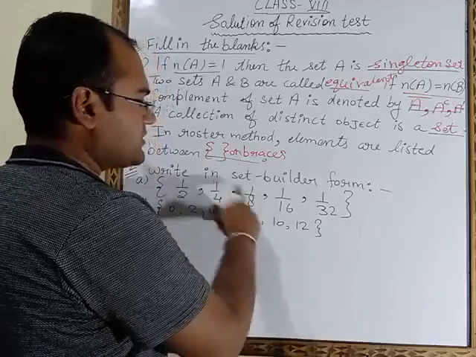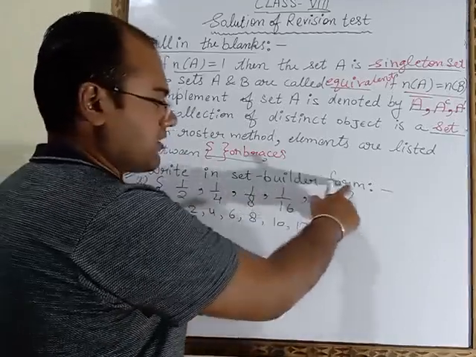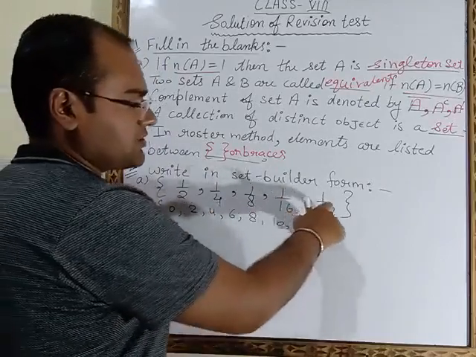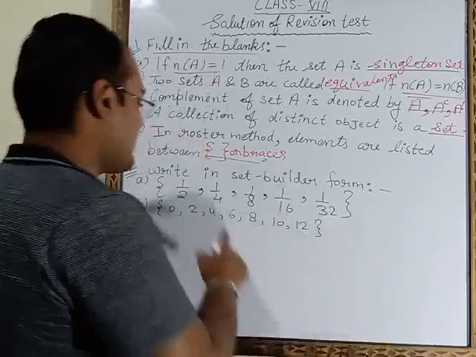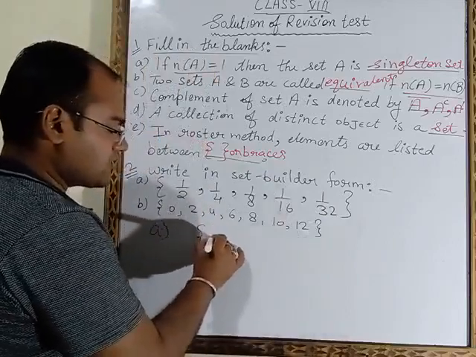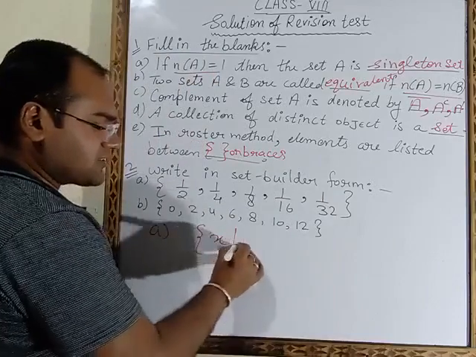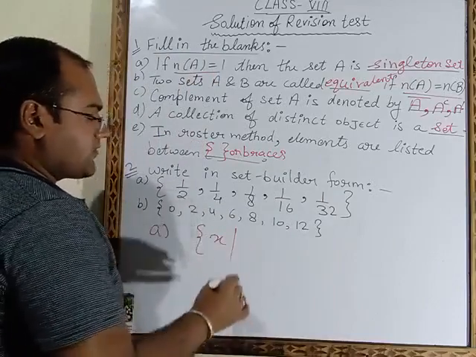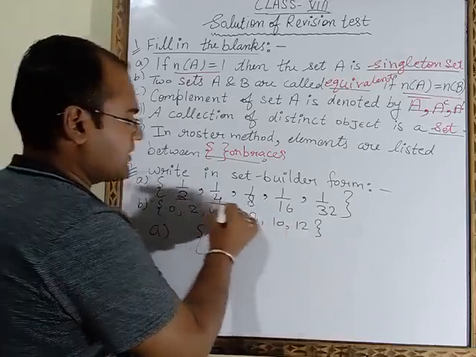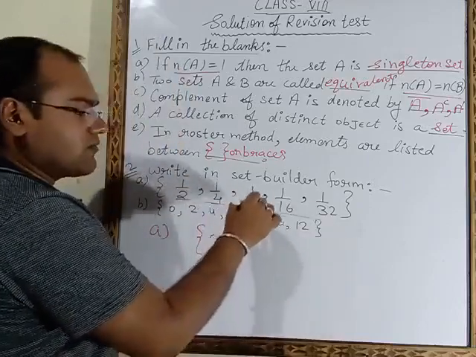Now the second question is, write in set builder form. First part: 1 upon 2, 1 upon 4, 1 upon 8, 1 upon 16, 1 upon 32. We have to write this in set builder form. So what is the format to write in set builder form? First of all, we have to write x such that. After that, we have to make one formula for this statement. What is given here? 1 upon 2, 1 upon 4, 1 upon 8.